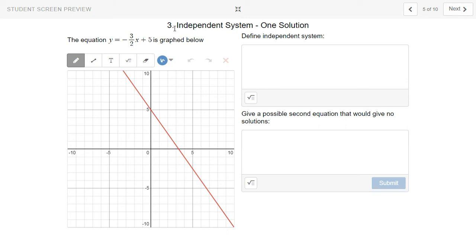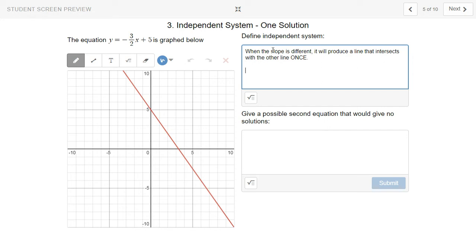Now, this time, this independent system only has one solution. In this case, it means that I have a line that has a different slope, and as a result, the two lines will meet once. Meaning we only have one solution.